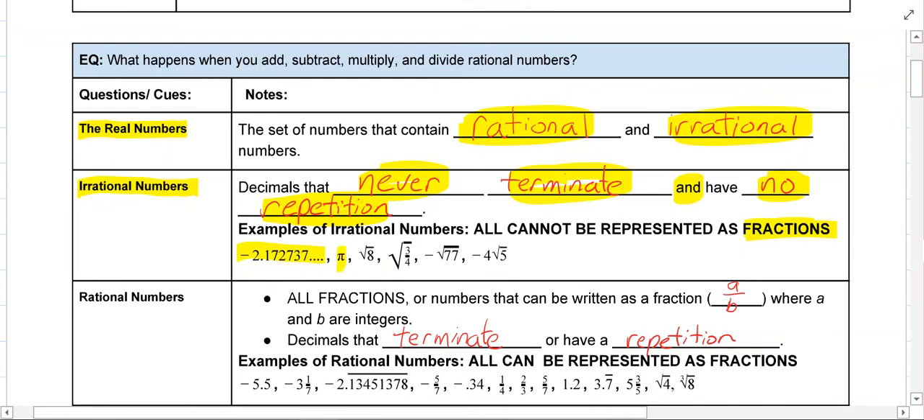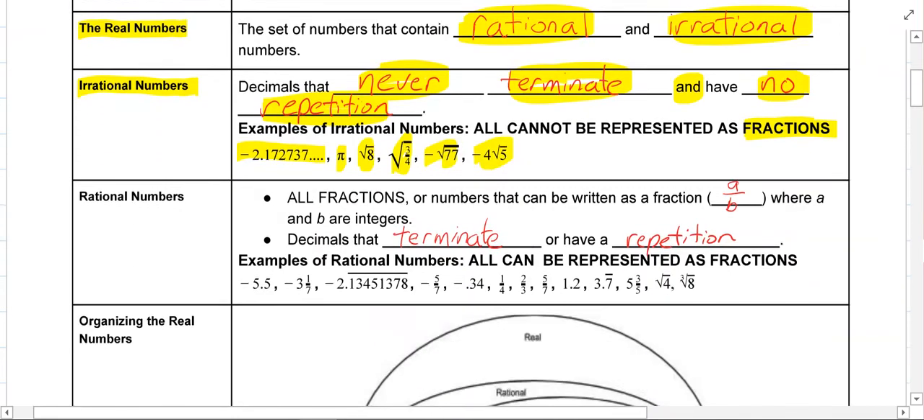Pi, you guys are familiar with this one. The first three digits are 3.14, and it keeps on going. To this day, there is no repetition of pi. There are scientists, laboratory professors who are still working on it with supercomputers. This is the square root of 8. You'll learn more about those this year. There is no fractional equivalent of the square root of 8. The square root of 3/4? Nope. Negative square root of 77? Nope. And negative 4 and square root of 5? No. So those are just examples of irrational numbers.